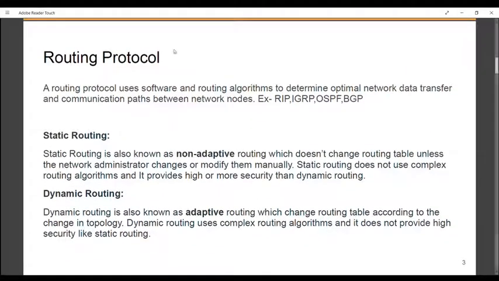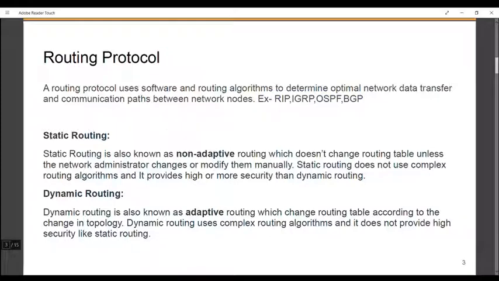So what exactly is routing? Routing is a process in which a layer 3 device finds the optimal path to deliver a packet from one network to another network. Since there are multiple routes available to transfer a packet from source to destination, different protocols are built to achieve this goal, called routing protocols. A routing protocol uses software and a routing algorithm to determine the optimal network data transfer and communication path between network nodes. Examples of routing protocols are RIP, IGRP, OSPF, and BGP.